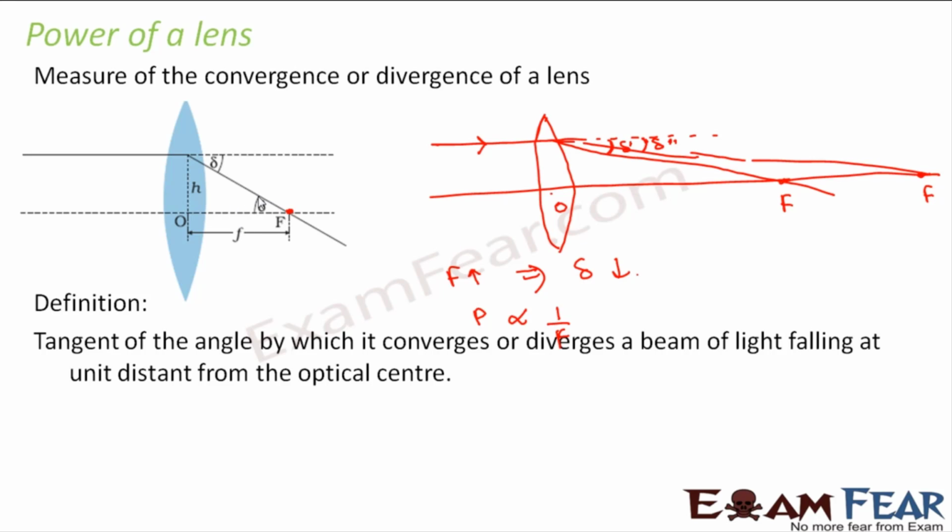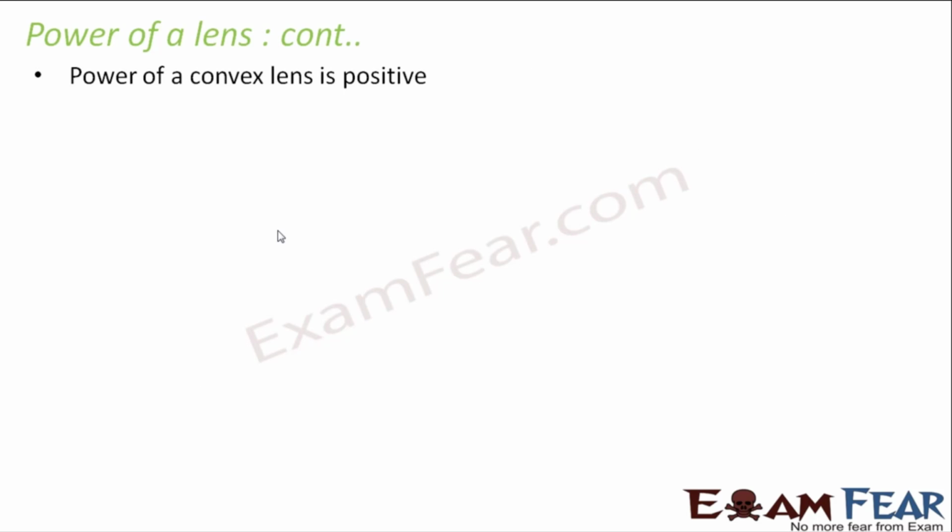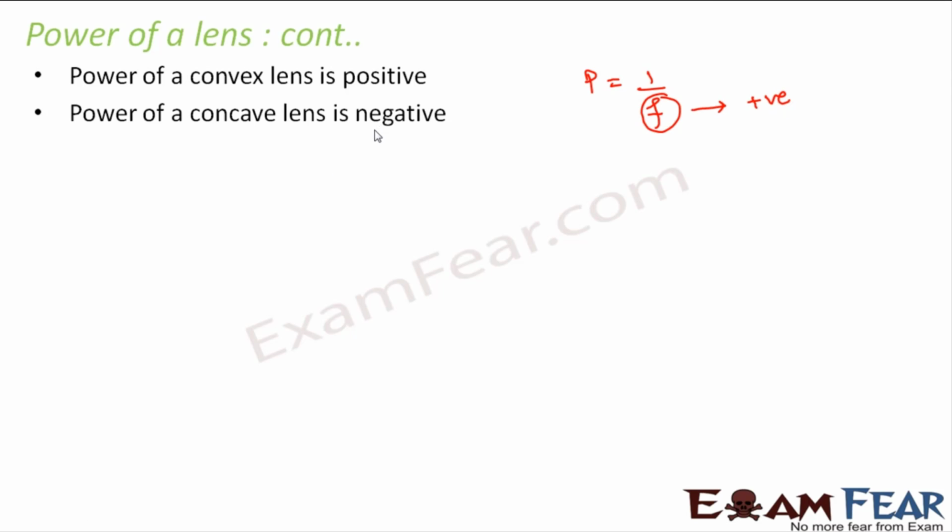That is the tangent of this angle, tan delta, by which it converges a beam of light falling at unit distance from the optical center. That means when this distance is 1 unit. So this is how it is officially defined. The power of a convex lens is positive. Why? Because power is equal to 1 by focal length, and focal length for a convex lens is positive. Similarly, the power of a concave lens is negative, because focal length for a concave lens is negative.